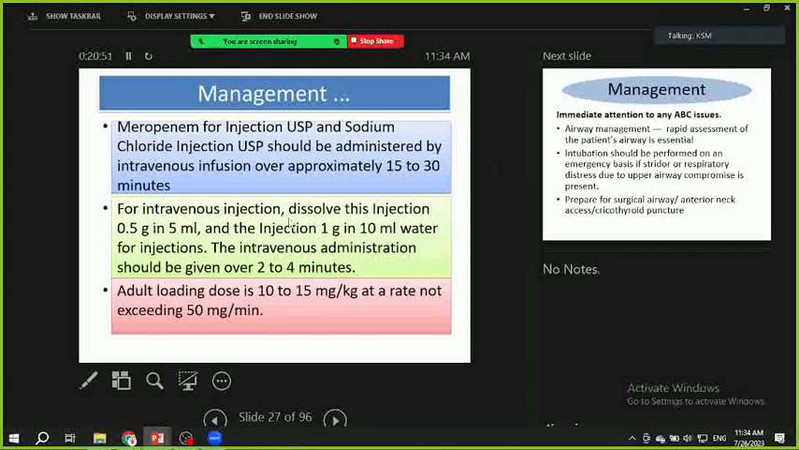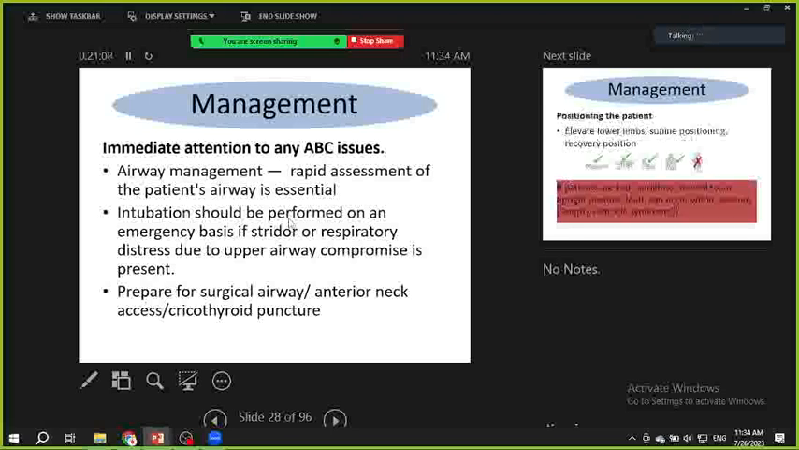And the last one, adult loading. This is the phenytoin sodium, 10 to 15 milligram per kg, rate not exceeding 50 milligram per minute. So you have to make that calculation accordingly. But if you give this patient this as a bolus, the problem comes to you because you have not followed the instructions. Be very careful these days. Right.